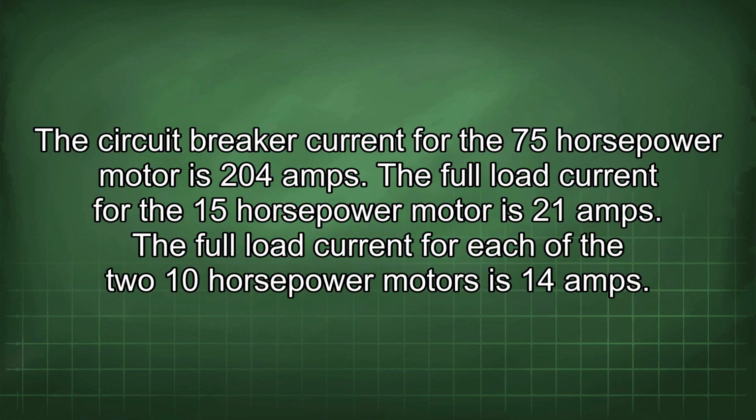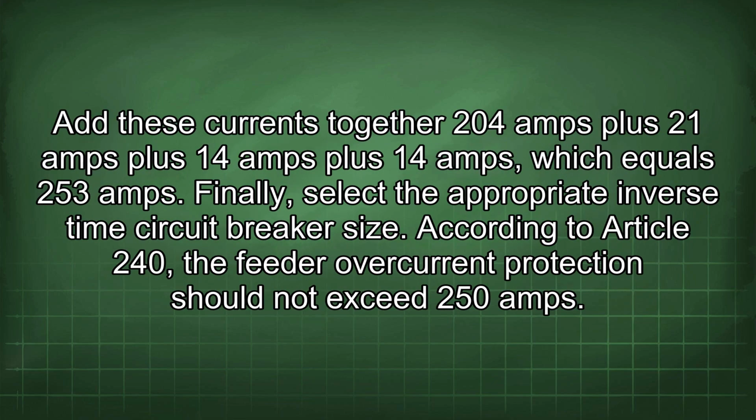The circuit breaker current for the 75 horsepower motor is 204 amps. The full load current for the 15 horsepower motor is 21 amps. The full load current for each of the two 10 horsepower motors is 14 amps. Add these currents together: 204 amps plus 21 amps plus 14 amps plus 14 amps, which equals 253 amps.